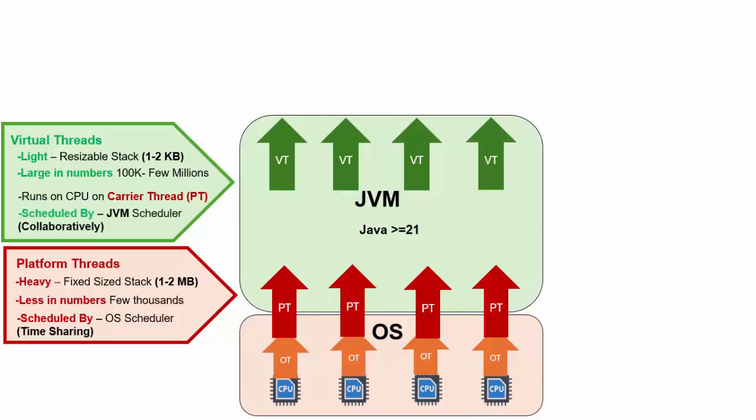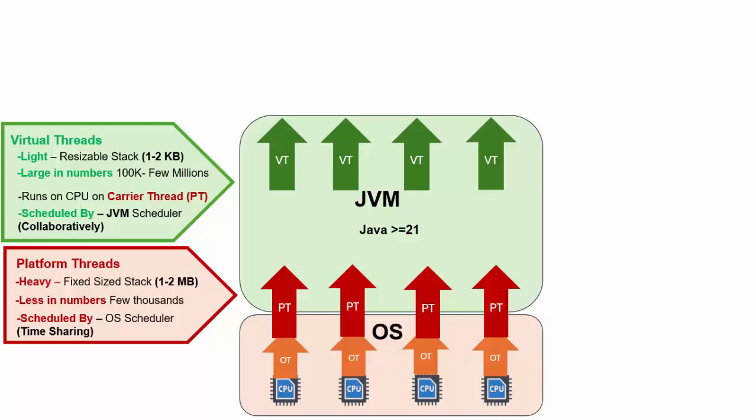Virtual threads are scheduled by the JVM scheduler, or we call it the virtual thread scheduler, which is non-preemptive in nature and works on a collaborative model. Now, this is a very important difference between the platform thread scheduler and the virtual thread scheduler. The platform thread scheduler, as we discussed, is preemptive in nature. Based on the scenario, it can detach the platform thread and bring in other platform threads to the CPU core. But in the case of a virtual thread, the scheduler itself cannot detach the virtual thread from the platform thread. That is a very important difference, and we will explore that further later in this lesson.